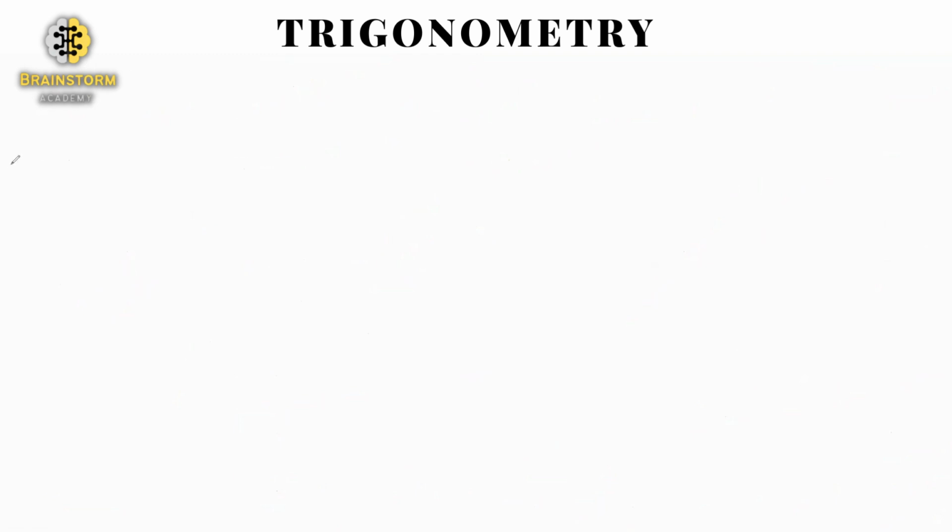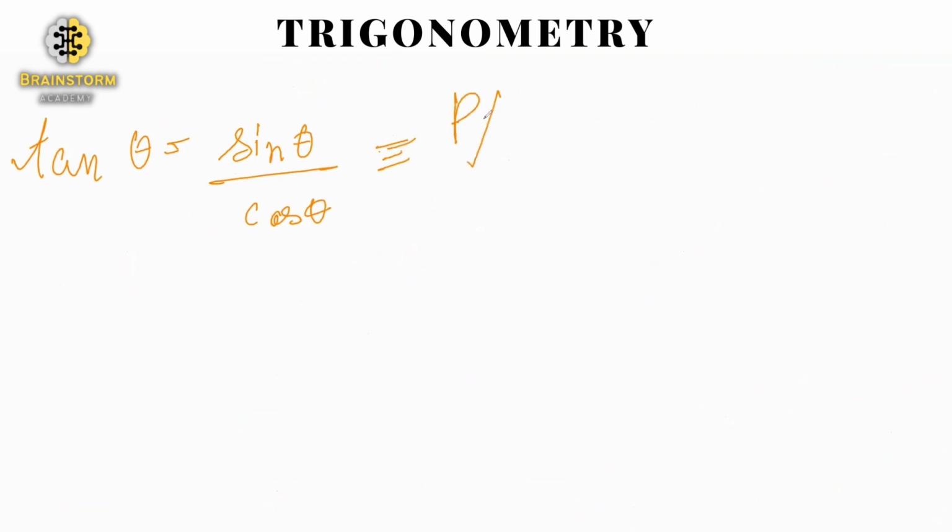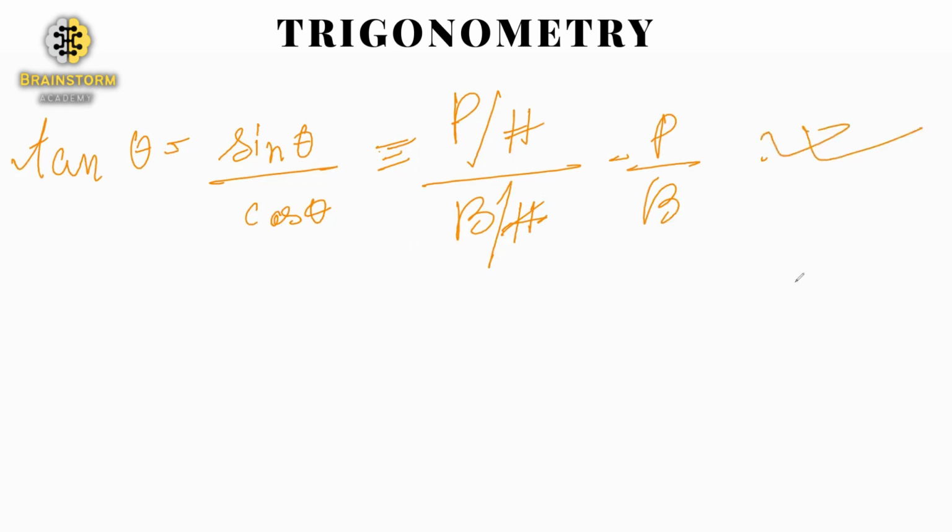Now let me give you a small trivia as well. Tan theta will always be sine theta divided by cos theta. That is why, if you see, our sine theta was perpendicular by hypotenuse and our cos theta was base by hypotenuse. The hypotenuse gets cut. So understood, this is why tan theta is P by B.